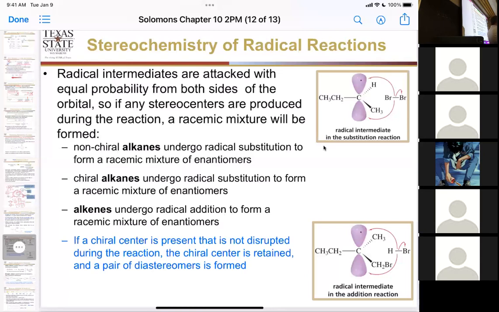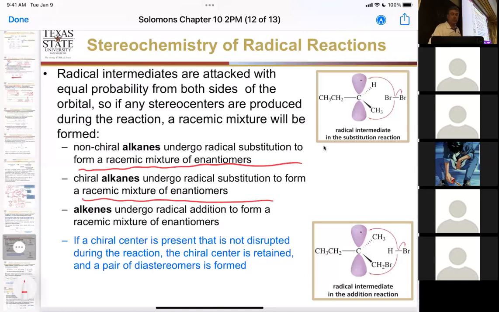Just like in a carbocation, because you could attack from the top or the bottom, the incoming radical can form that bond at the top or at the bottom. So if it comes from the top, you're going to get R, and from the bottom, you're going to get S. And there's no selectivity. So in the case of non-chiral alkenes, they are going to make racemic mixtures of enantiomers if it generates a chiral center during that. If you have a chiral alkane undergoing substitution to form a racemic mixture, okay, why would the chiral alkane also give a racemic mixture?